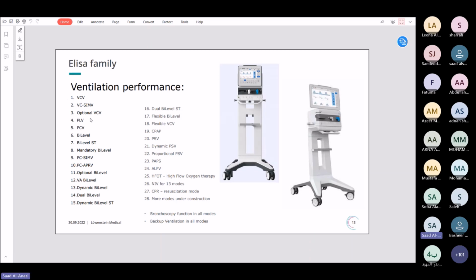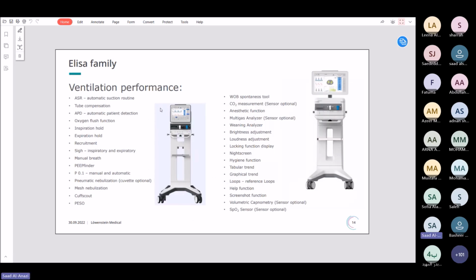For example, volume control, SIMV, optional volume control. We have mandatory bi-level. We have pressure control, SIMV. We have advanced modes, ABRV mode. We have also high flow. Plus the NIV mode, we have 13 modes that can be selected during the NIV modality.